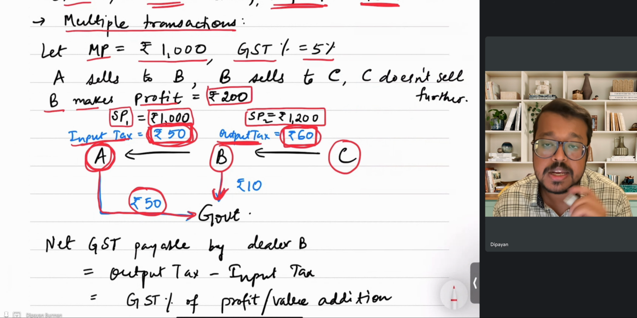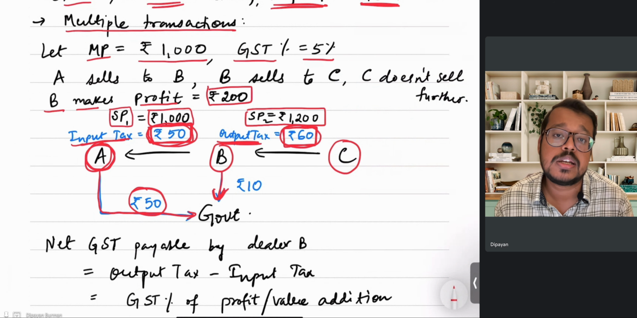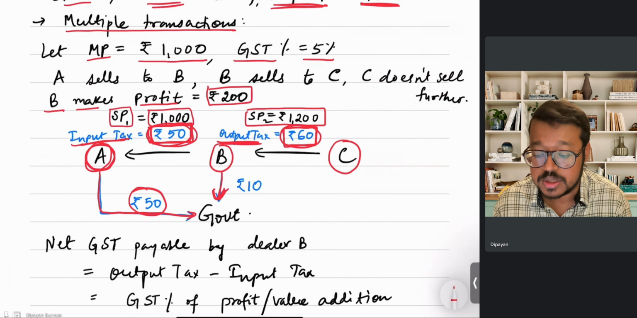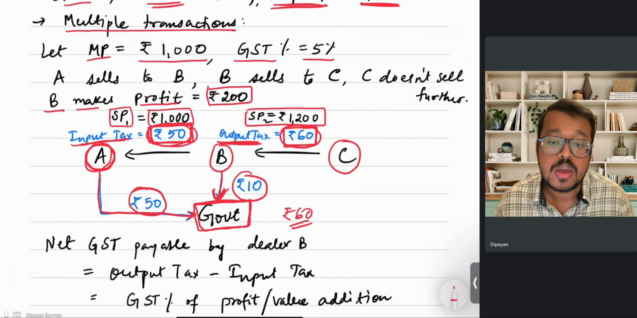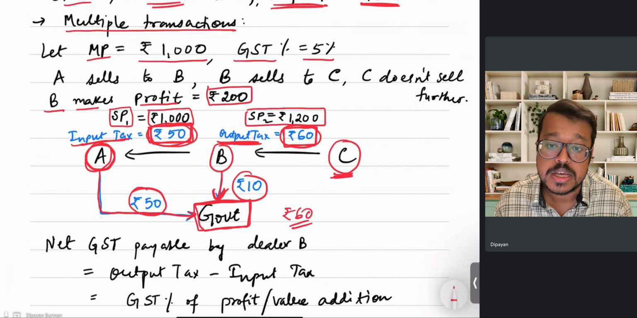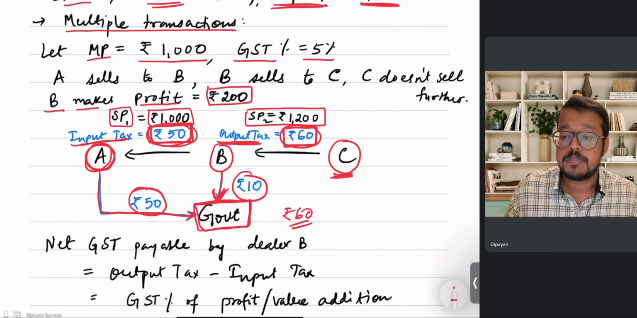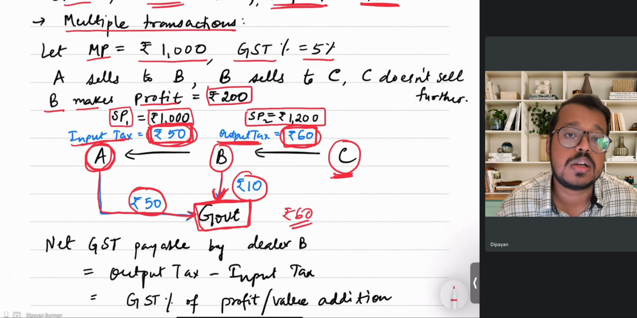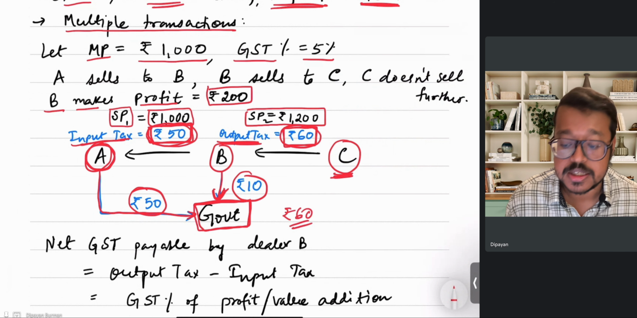So B has already paid 50 rupees tax to A, and now B has to pay the additional 10 rupees tax to the government. So the government in total is receiving 50 plus 10, 60 rupees as tax, which is the exact amount that customer C had paid to person B while buying the product. So this 60 rupees tax overall is flowing to the government. Person A and B should not hold any tax. They have to give away the tax as they are collecting it.